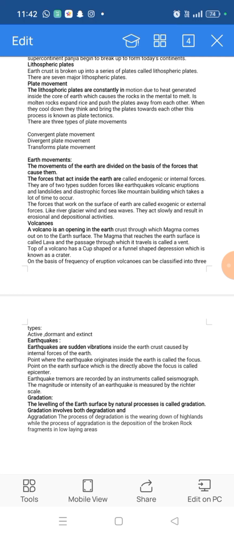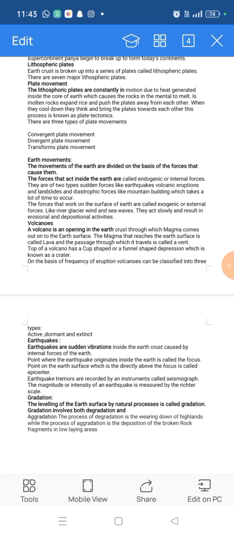Earthquakes are sudden vibrations inside the earth crust caused by internal forces of the earth. They may also occur at the time of a volcanic eruption. When a volcano erupts, then also shaking of earth can happen. The point where the earthquake originates inside the earth is called focus. And the point on the earth surface, which is directly above the focus, is called epicenter. And you know, this place experiences the most damage during an earthquake.